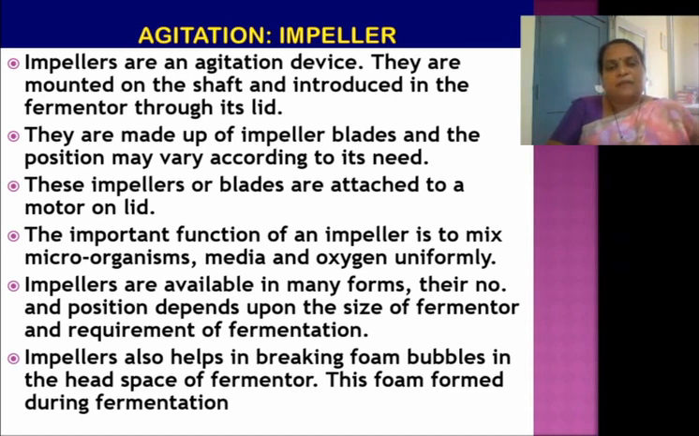They are made up of impeller blades and the position may vary according to its need. The impellers or impeller blades are attached to the motor on a lid. The important function of an impeller is to mix the microorganisms, medium and oxygen uniformly. Impellers are available in many forms. Their number and position depends upon size of the fermenter and the requirement of fermentation. Impellers also help in breaking the foam bubbles in the headspace of the fermenter.